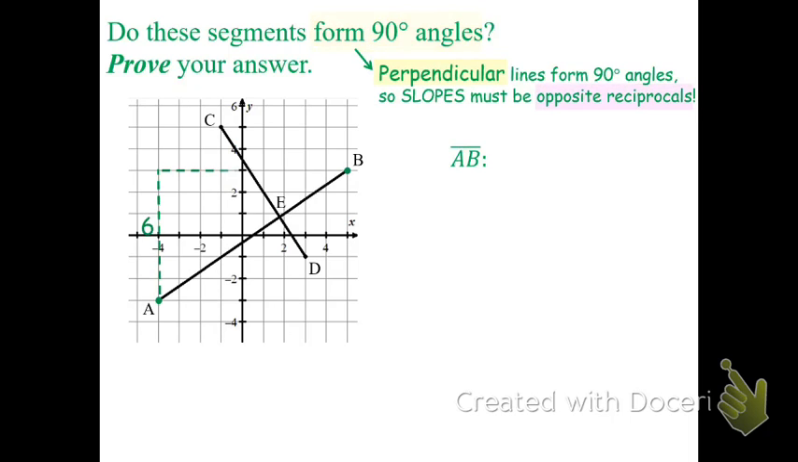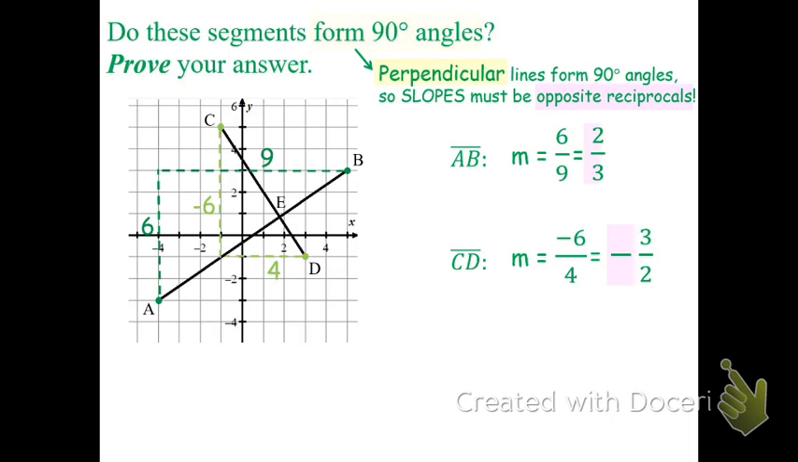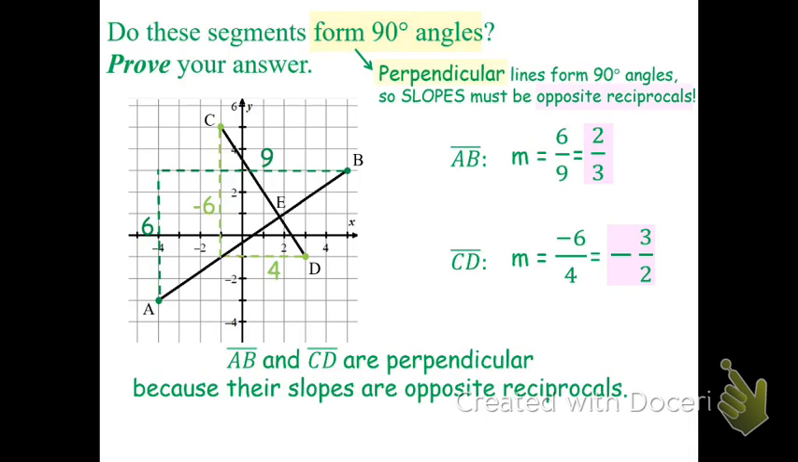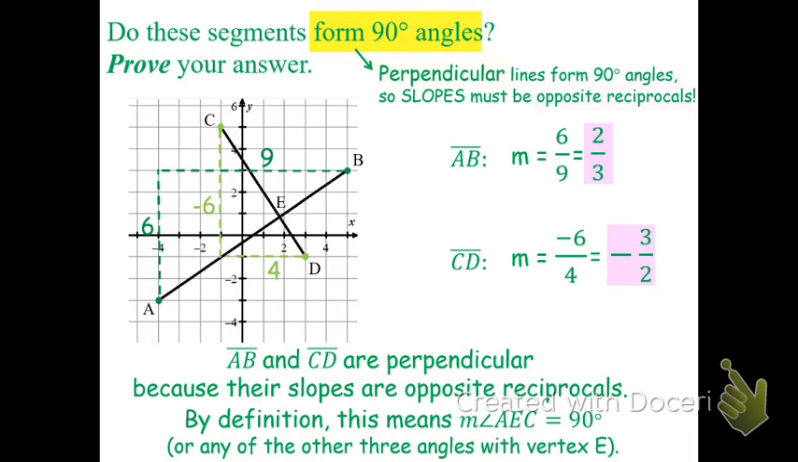The slope of the segment is 6/9, which reduces to 2/3. We'll draw on the slope triangle for CD and see that the slope is going to be -6/4. -6/4 reduces to -3/2. Now notice 2/3 and -3/2 are opposite reciprocals. Because they're opposite reciprocals, we know that the segments are perpendicular. And if the segments are perpendicular, we formed the 90-degree angle. So here we can say segments AB and CD are perpendicular because their slopes are opposite reciprocals. And then by the definition, this means that angle AEC, or any other of the three angles with the vertex of E, are going to equal 90 degrees.